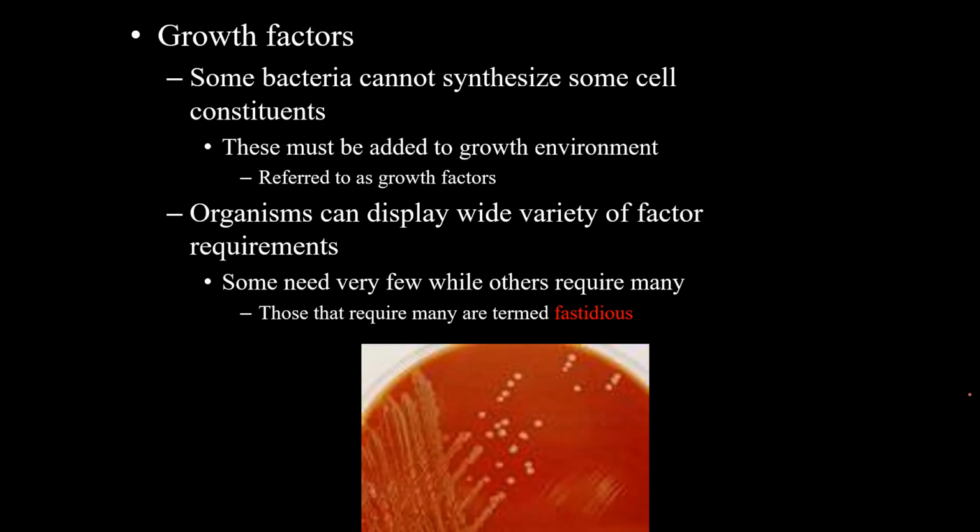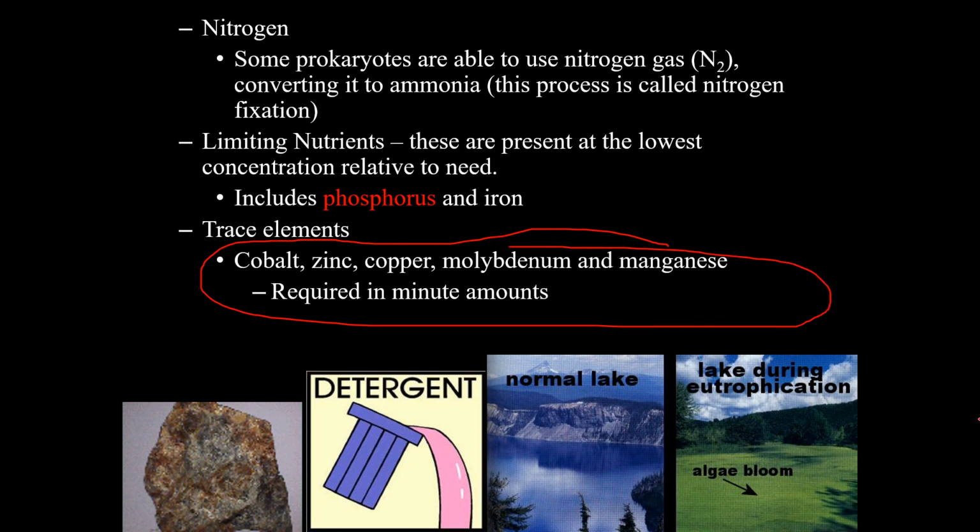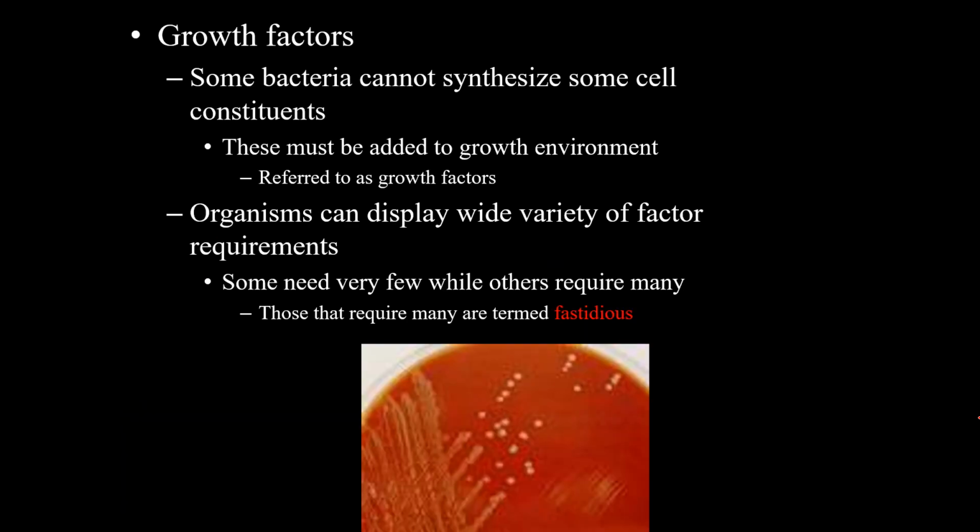What are the trace elements next? And I guess I blew past that. Here are your trace elements right through here: cobalt, zinc, copper, molybdenum, and manganese. They are required only in super teeny tiny amounts, and I'm talking about micrograms of those things are what's needed for bacteria to grow, so teeny tiny little amounts.